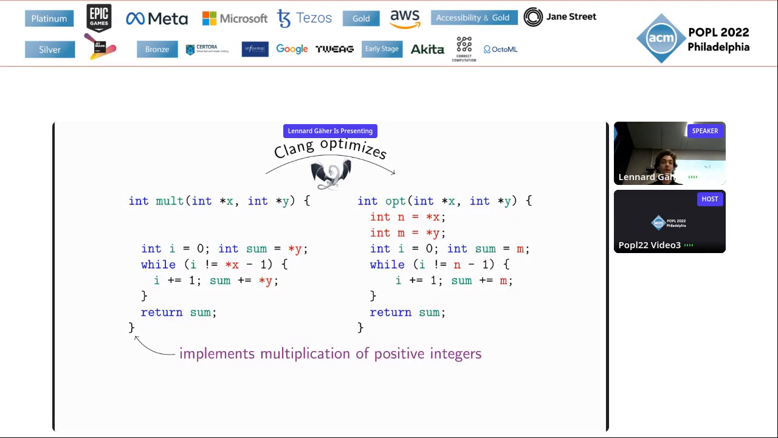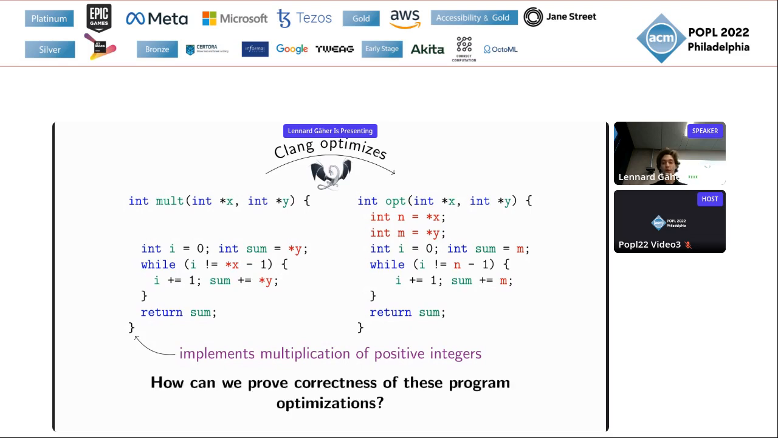Now, when we ask the Clang compiler to translate this function, it will do multiple optimizations. And one of them is to hoist the repeated loads from x and y out of the loop, replacing them by single loads into local variables n and m. And this optimization speeds up the program, as loads from memory are expensive and n and m can subsequently be placed in registers. But how can we prove the correctness of such optimizations?